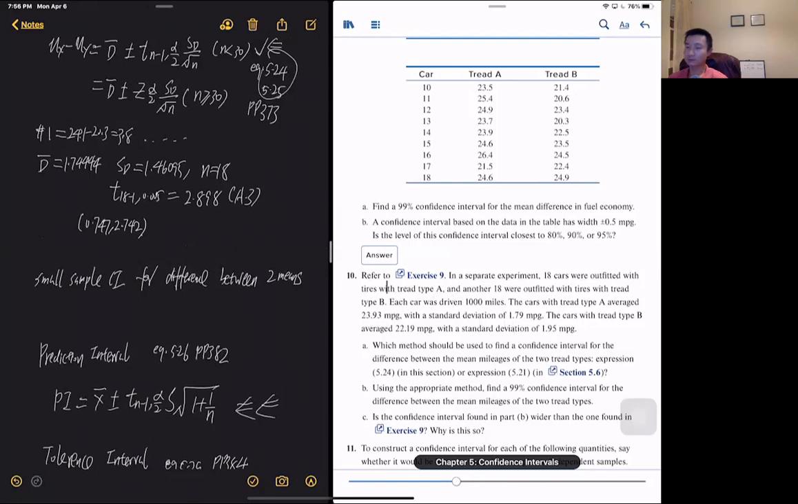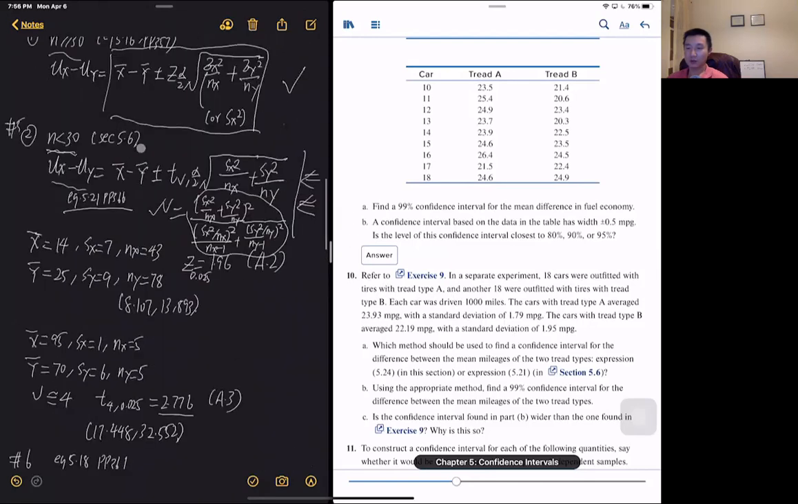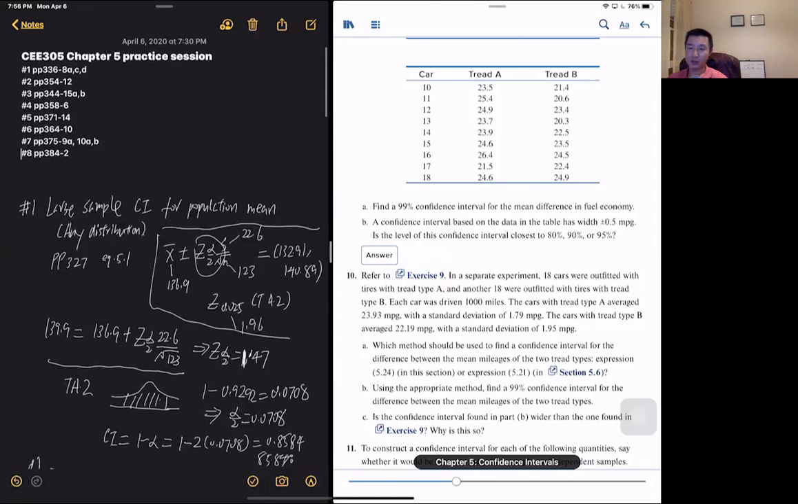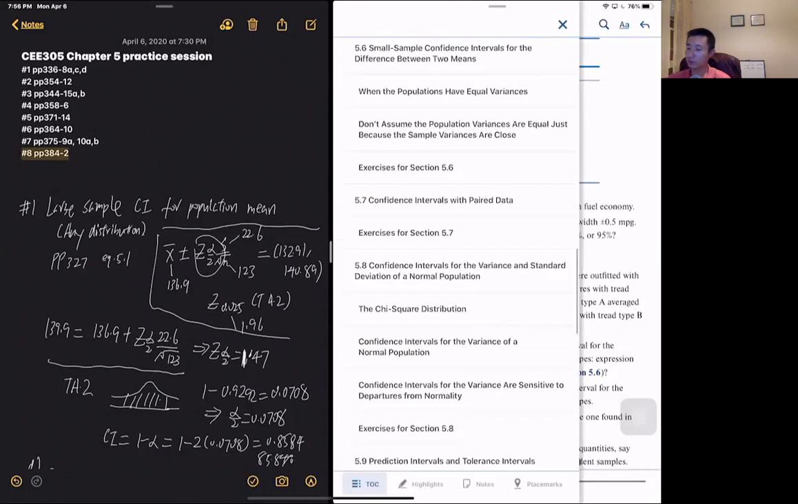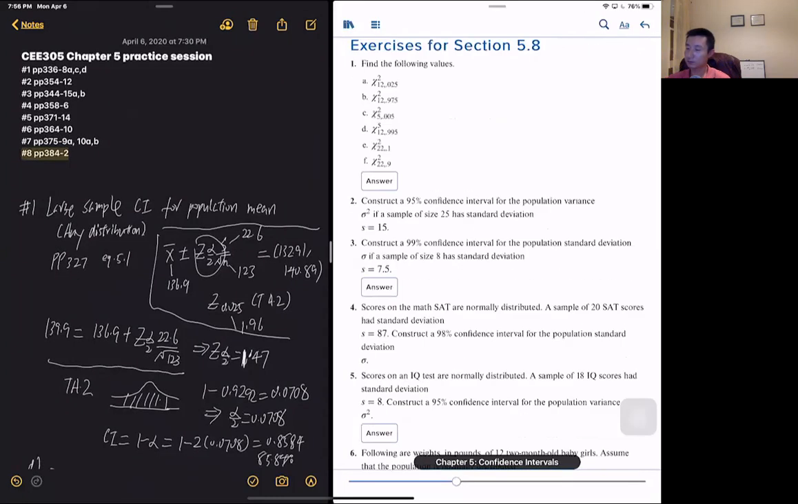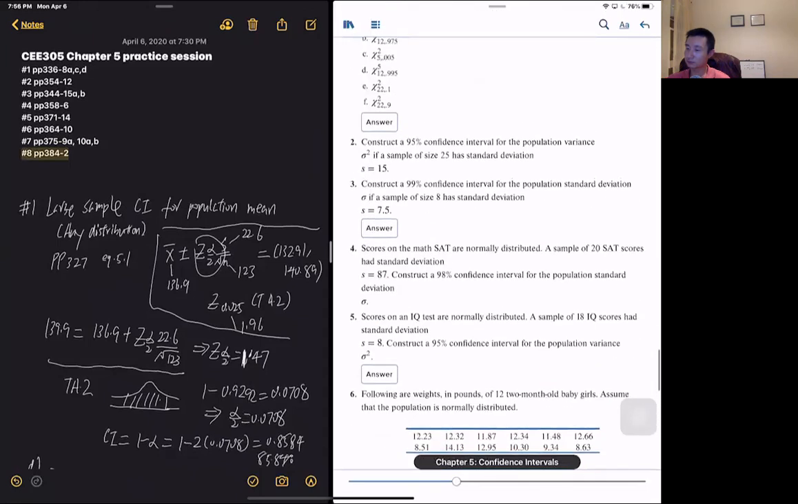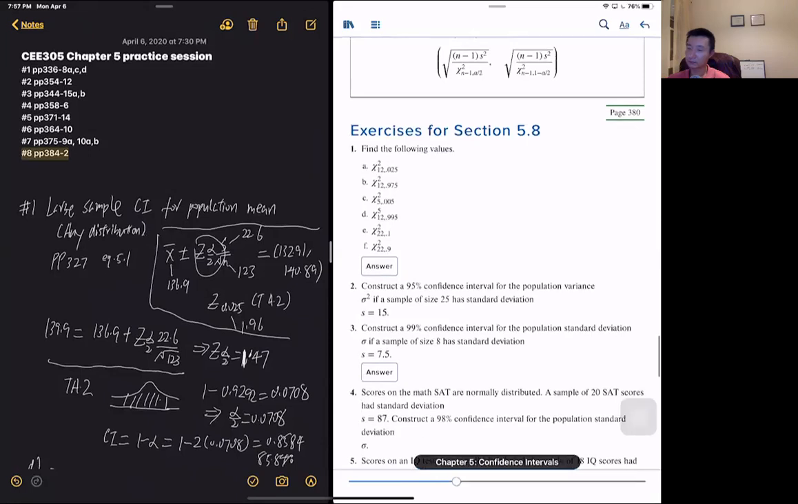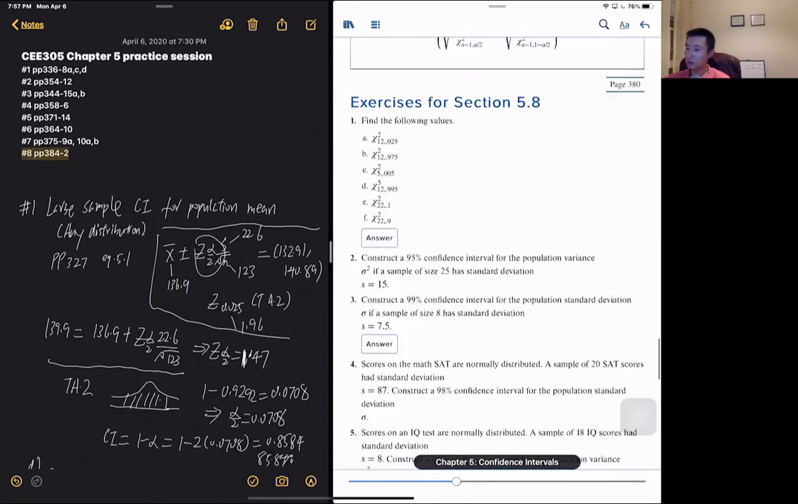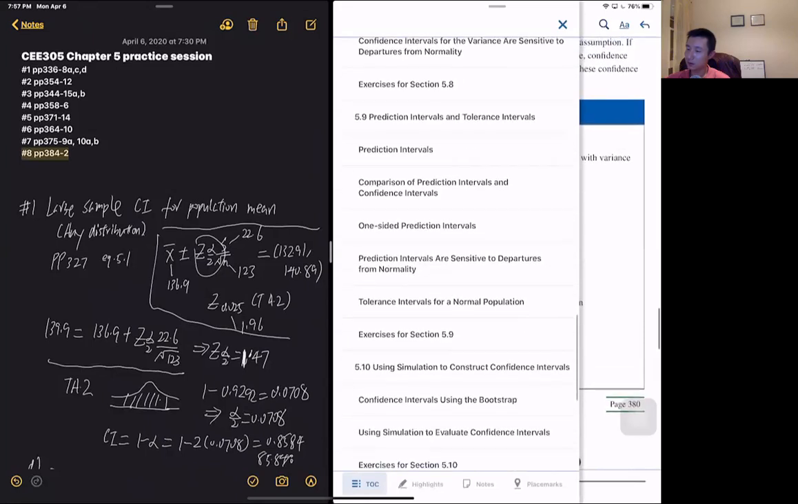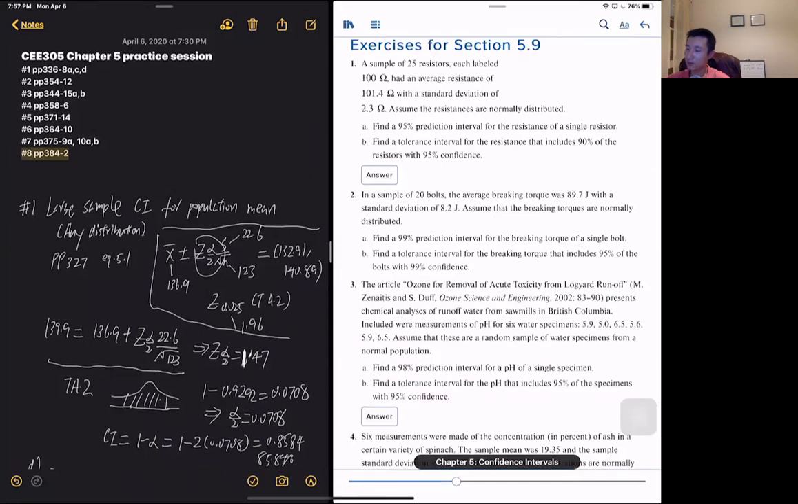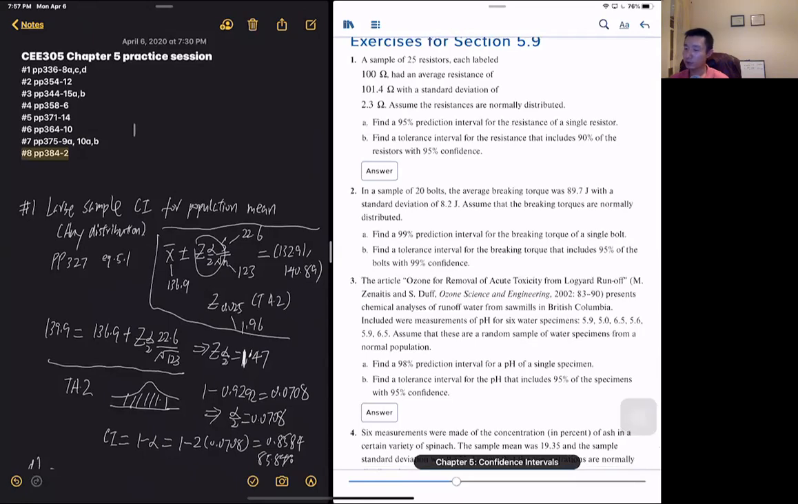Okay, so then let's go to the last question. The last question is question number 8, page 384, question number 2. All right, here is question number 2.